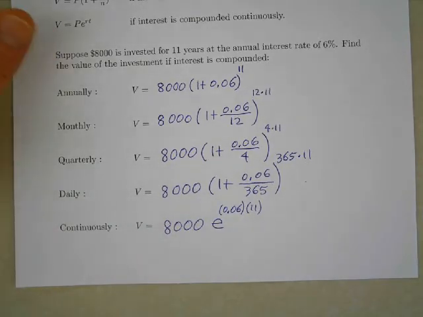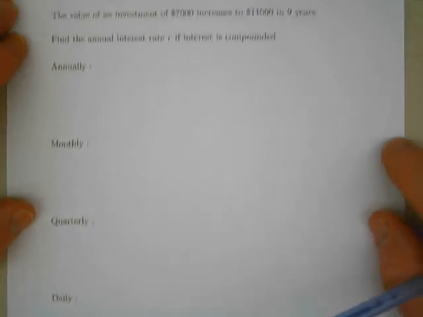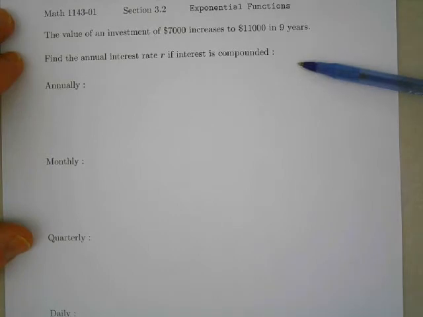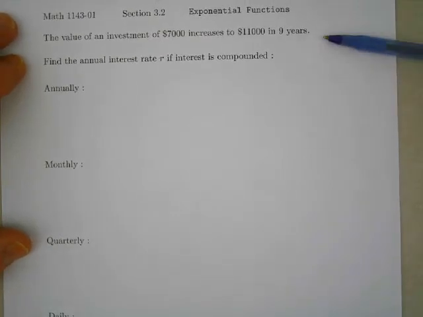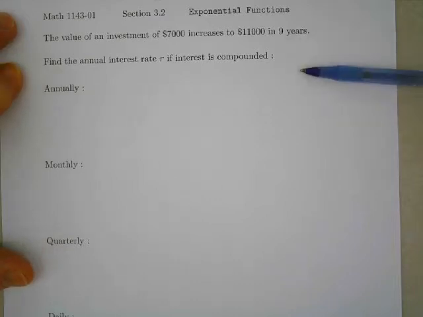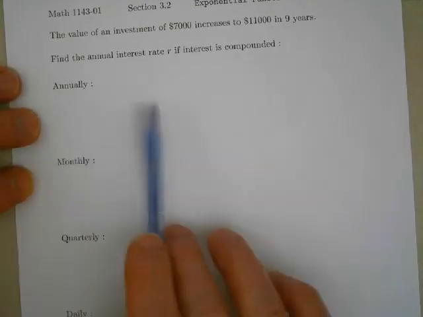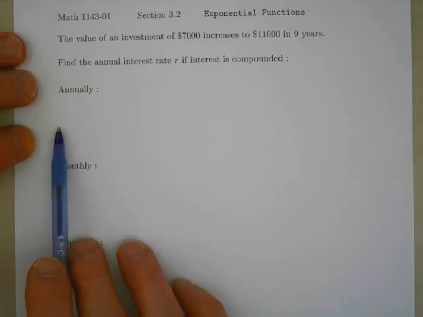Okay, on the next page, we'll try to see if we can use the information given to find the annual interest rate. So in this one, we're told that the value of an investment of $7,000 increases to $11,000 in 9 years. Find the annual interest rate if interest is compounded annually. Okay, so if interest is compounded annually, let's write down the function for this investment first.